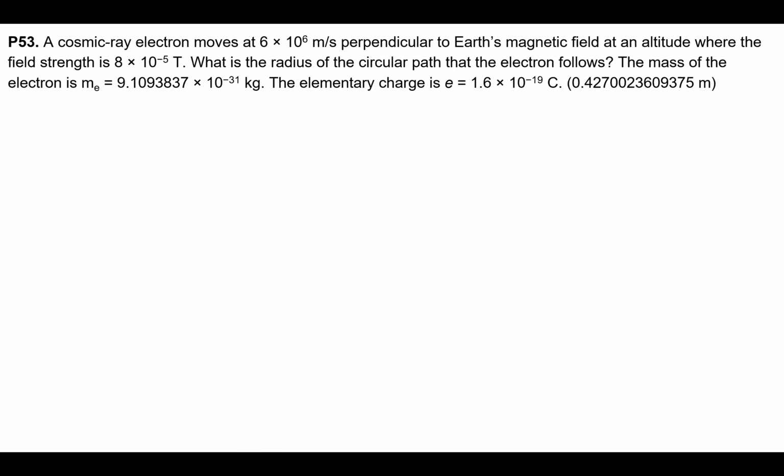And once again, a cosmic ray electron moves with the given speed in the Earth's magnetic field at an altitude where the field strength is this much. What is the radius of the circular path that the electron follows?